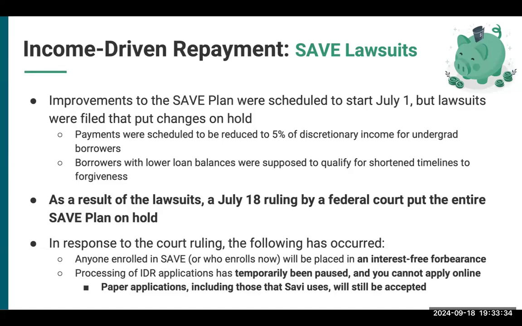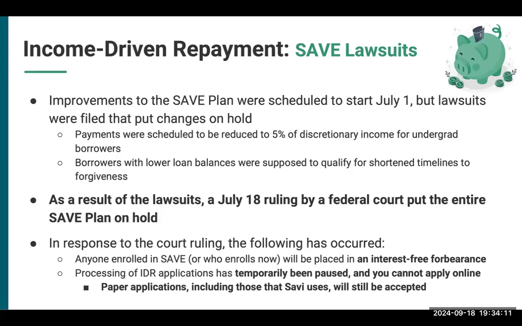Another thing here is that the servicers, and each servicer we found, at least over the last couple of weeks, is somewhat behaving differently and treating this differently. Some have paused processing applications altogether. Some we are seeing a little bit of movement in processing, but either way, the Department of Education has removed the enrollment online. So prior to this, you used to be able to enroll in an income-driven repayment plan online. You are not able to do that right now. However, they are still accepting paper applications.